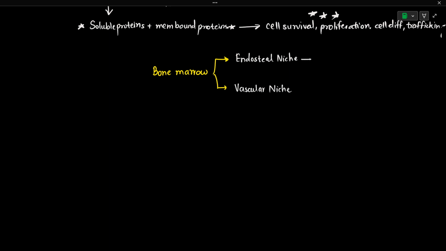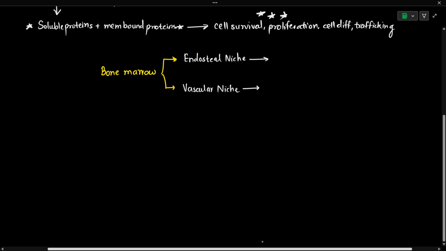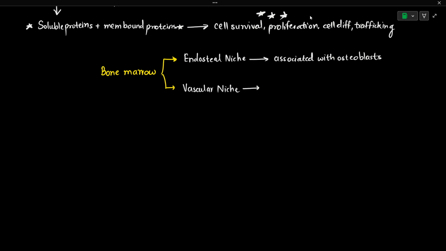Okay, so the endosteal niche is a particular area. This niche is the area surrounding the bone and the osteoblast. So this endosteal niche is associated, this particular area is in close association with osteoblasts. Okay. Osteoblasts are the bone forming cells.